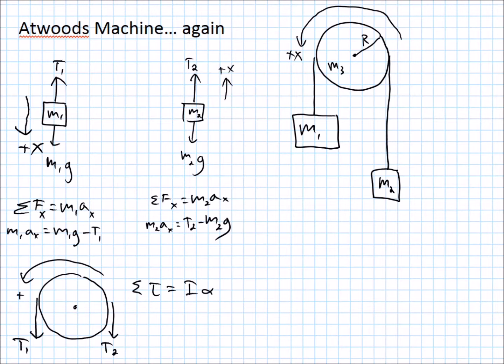So the sum of the torques does equal I alpha, but it also literally equals the sum of the torques. So we have the radius here and here making right angles with these forces. My positive torque is going to be T1R, and negative is going to be minus T2R.